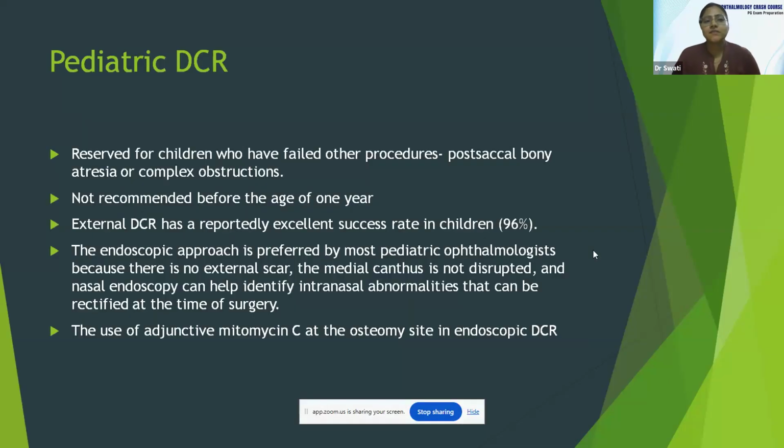Pediatric DCR is reserved for children who have failed other procedures, or who have a post-saccal bony atresia or complex obstructions, and it is not recommended before the age of 1 year. The external DCR has a reportedly excellent success rate in children, 96%, and the endoscopic approach is preferred by most pediatric ophthalmologists. Why? Because there is no external scar, you do not disrupt the medial canthus, and you preserve the normal lacrimal orbicularis anatomy. And nasal endoscopy can also help in identifying intranasal abnormalities, as well as rectifying the same at the time of the surgery.